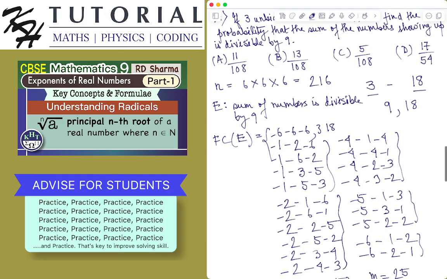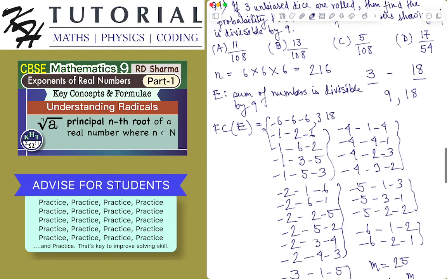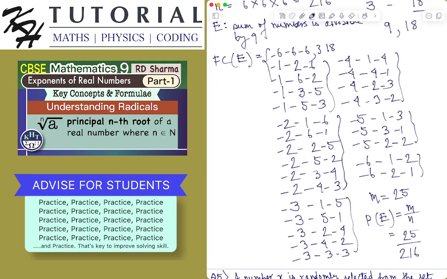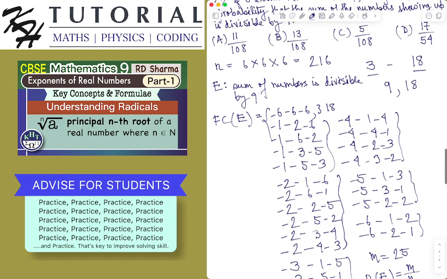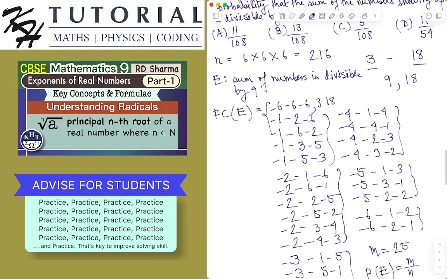So 666 is the only outcome where the sum of the numbers is equal to 18. And regarding 9, 22, 26. If my answer, instead of 25, is 26, then the correct choice will be B. Okay, let me see if I have missed any outcome or not.